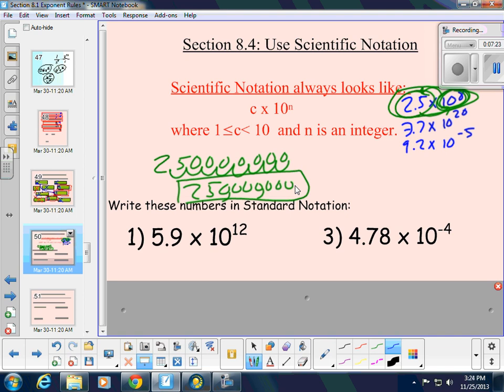5.9 times 10 to the 12th. So this one, again, 5.9 times 10, 12 different times is what's going to happen. So it's going to be like moving that decimal 12 times to the right.